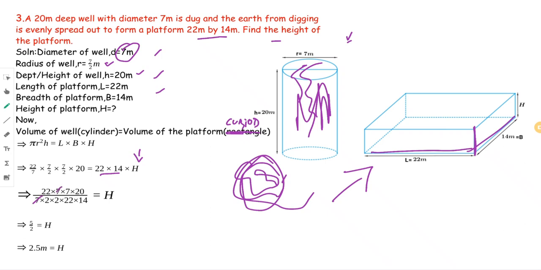7 2s are 14, 2 5s are 10, 2 into 11, then 11s are 11, 11 1s are 11. We're having 5/2 equals height, right? When you divide, we're going to get the height of the platform, or height of the cuboid, to be equal to 2.5 meter in height.